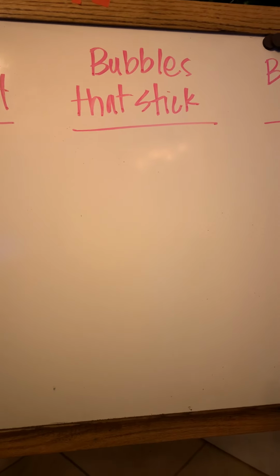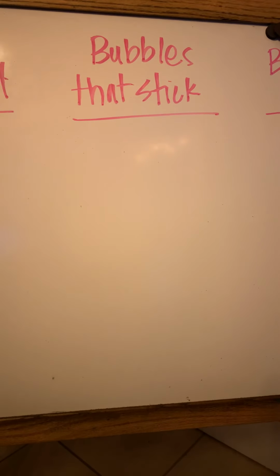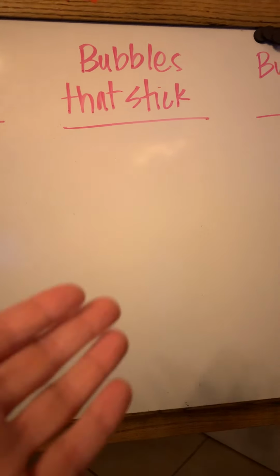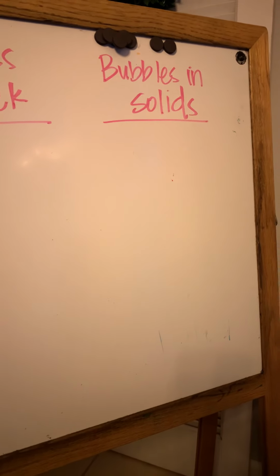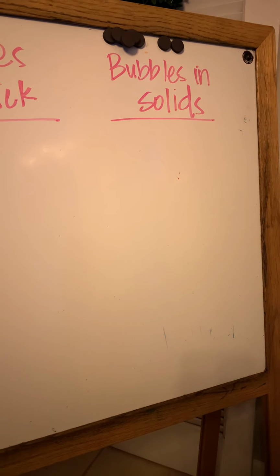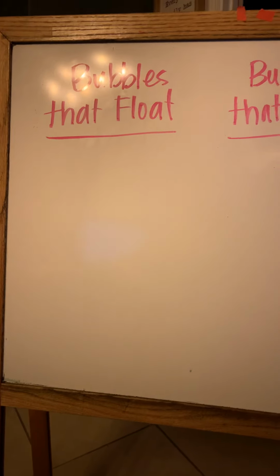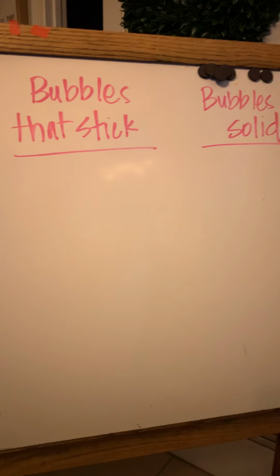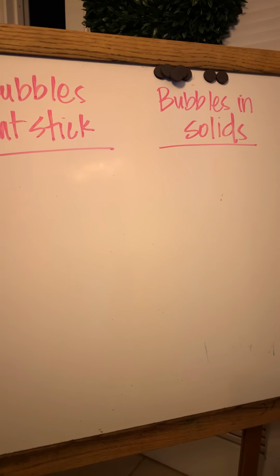And then I want you to find an example of bubbles that stick. So in our reading, we read that there are certain kinds of bubbles that can stick to things or stick on things. So I want you to draw a picture or write what that would be. And then bubbles in solids. If you have a solid thing, when can you see bubbles in it? I want you to draw a picture of that. So all three of these types are in your reading. And you have got to classify your reading into different categories, okay?